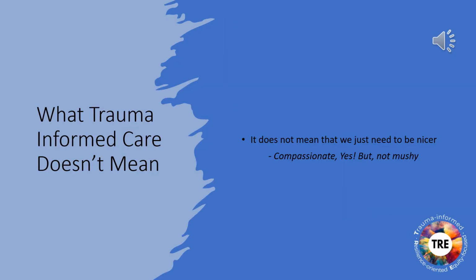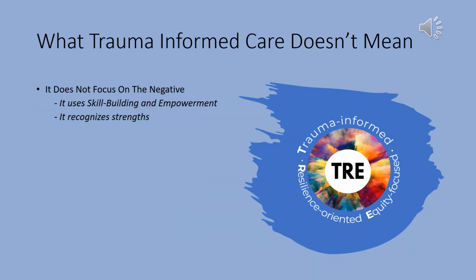Trauma-informed care emphasizes using compassion and support as a means of understanding trauma. Support should be real and authentic, not mushy or fake. Trauma-informed care recognizes the value of building on existing strengths and not focusing on only addressing negative behaviors. Trauma-informed care empowers individuals to recognize their trauma and utilize skills to cope with the trauma.